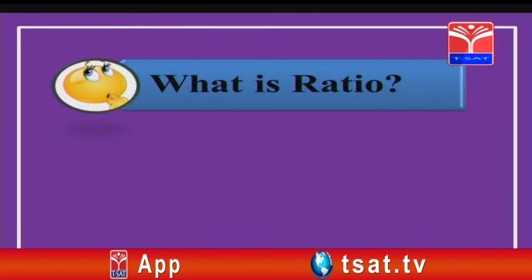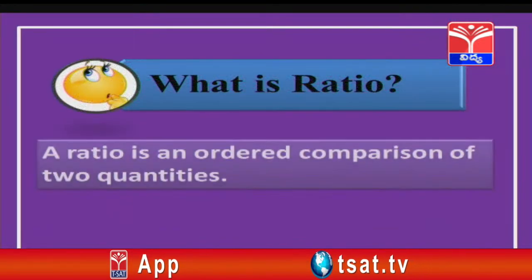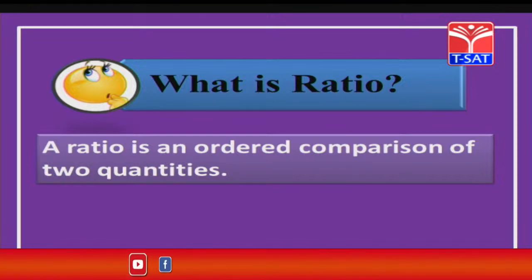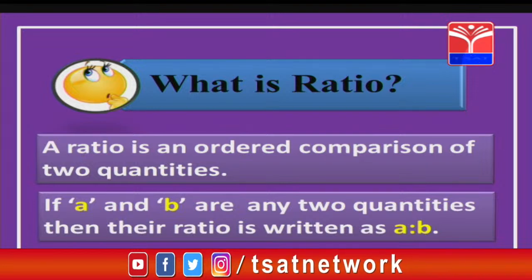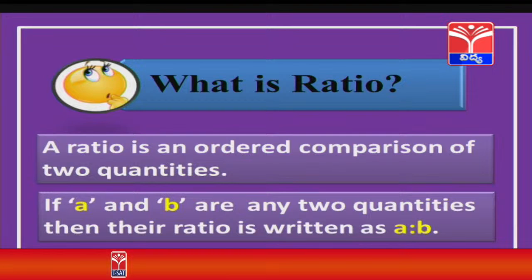Children, do you know what a ratio is? A ratio is an ordered comparison of two quantities. If A and B are any two quantities, then the ratio is written as A colon B. And how do we read it, children? Yes, we read it as A is to B.